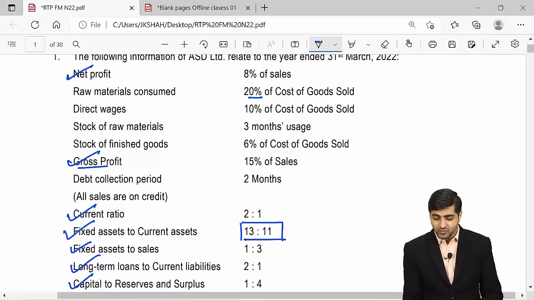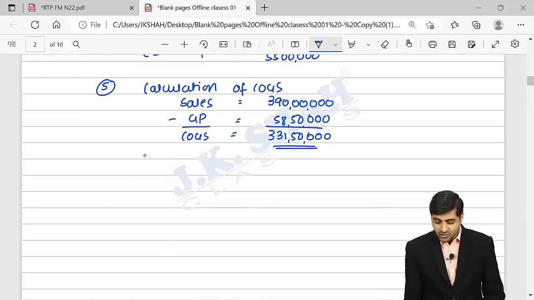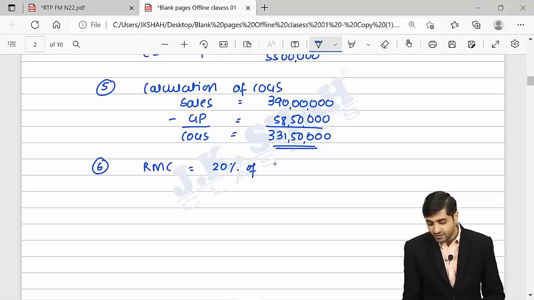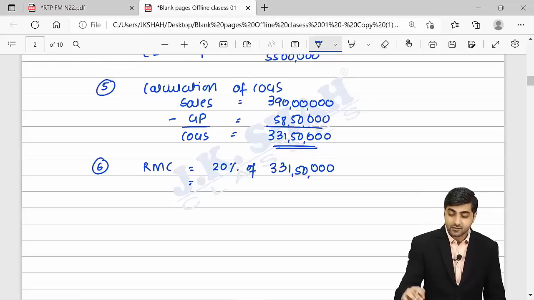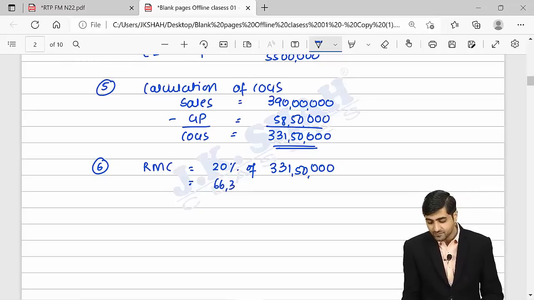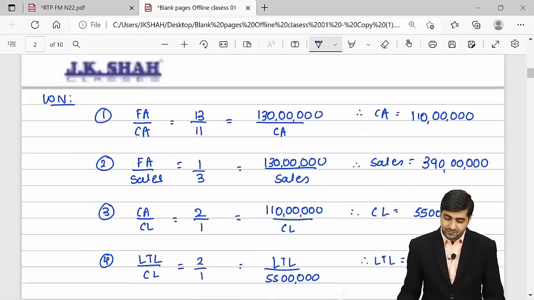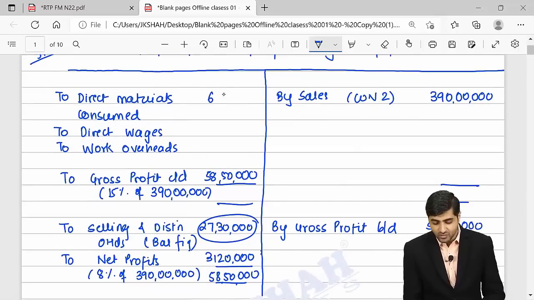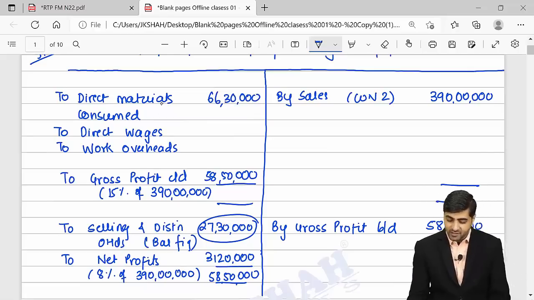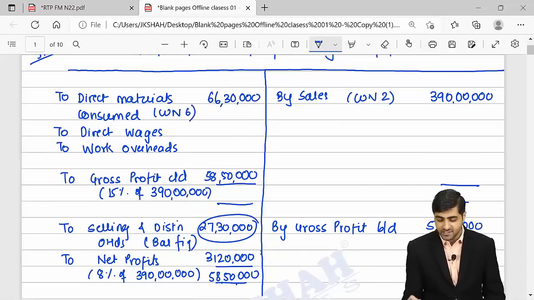So your raw material consumed is 20% of your COGS. So we know that your sixth note, that is raw material consumed, is 20% of 3 crore 31 lakh 50,000. So that will be nothing but 66 lakh 30,000. So that's your RMC. So I can write down your RMC as raw material consumed as 66 lakh 30,000, and also at the same time, give your reference to working note number 6.